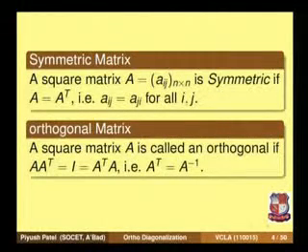A square matrix A is said to be an orthogonal matrix if the product A times A transpose is the identity matrix, as well as A transpose times A is also the identity matrix. In other words, the transpose of the matrix is nothing but the inverse of the matrix. So one thing is sure from the definition of an orthogonal matrix: it is always an invertible matrix, and the inverse of such a matrix is the transpose of the matrix itself.